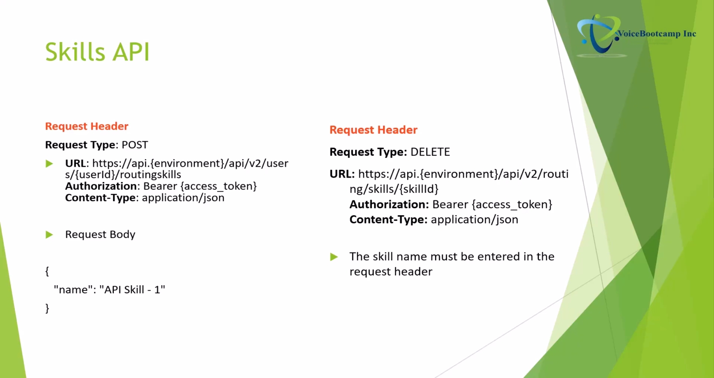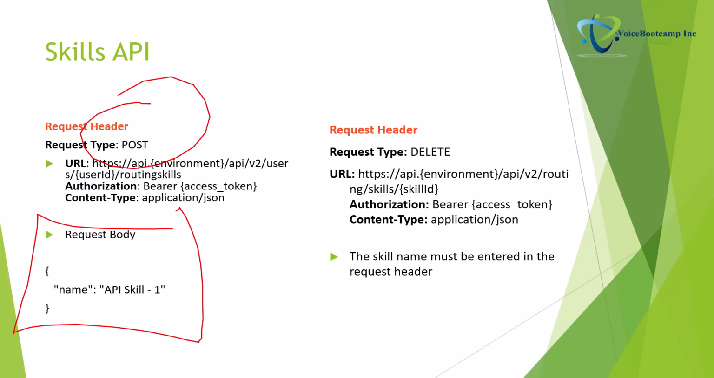Now, you can create skills using the POST option of our API. POST allows us to create a new item, and the skill name must be entered in your request body, as you can see right here. So I'm using the POST method to this URL that says HTTPS followed by your regional API for that particular region. We're saying API version 2, users, user ID. And for that particular user ID, let's assume fcon, we're going to apply what we call a routing skill, as you see right here.